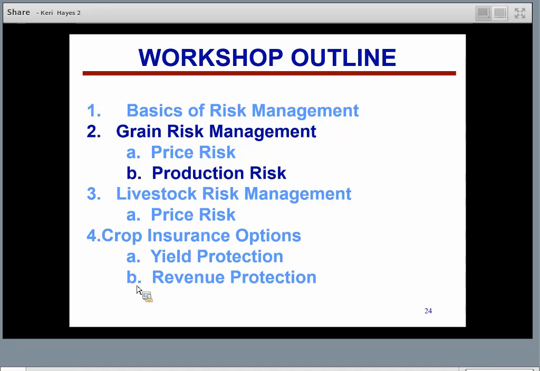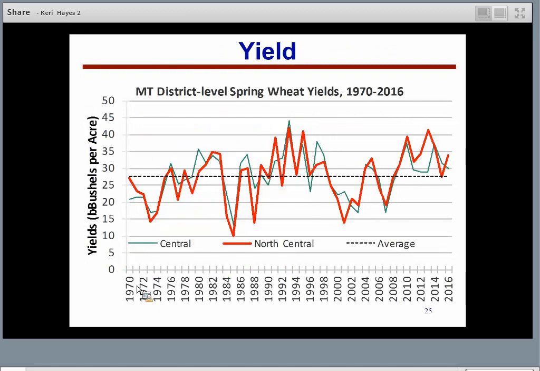Again, the 5 different ways. Now we'll start talking about production risk a little bit. So production risk, and I have some examples here. Here we have spring wheat yields from 1970 to 2016. I took 2 ag districts in the central and north central regions.